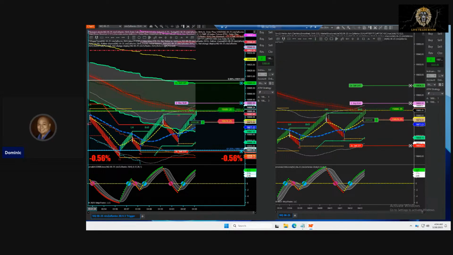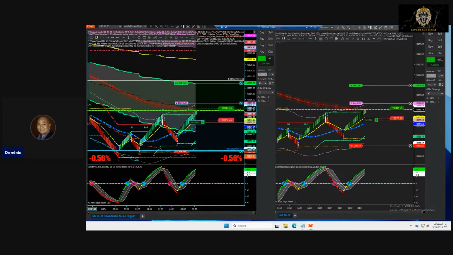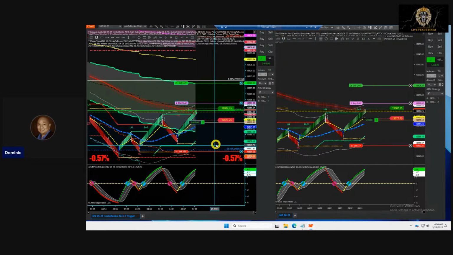They had to break that 233. They broke the structure right here. They had to break this 233. Is there enough strong momentum to do that? I don't hear any buyers coming in.